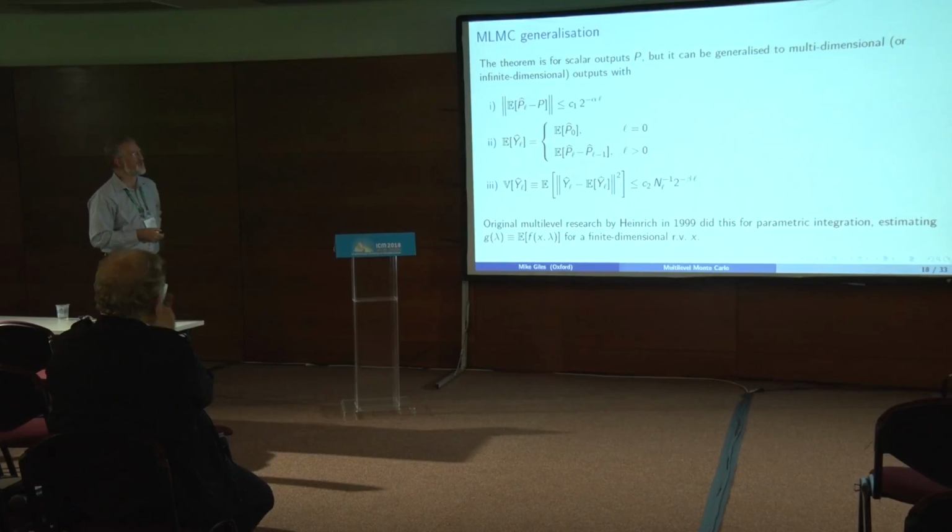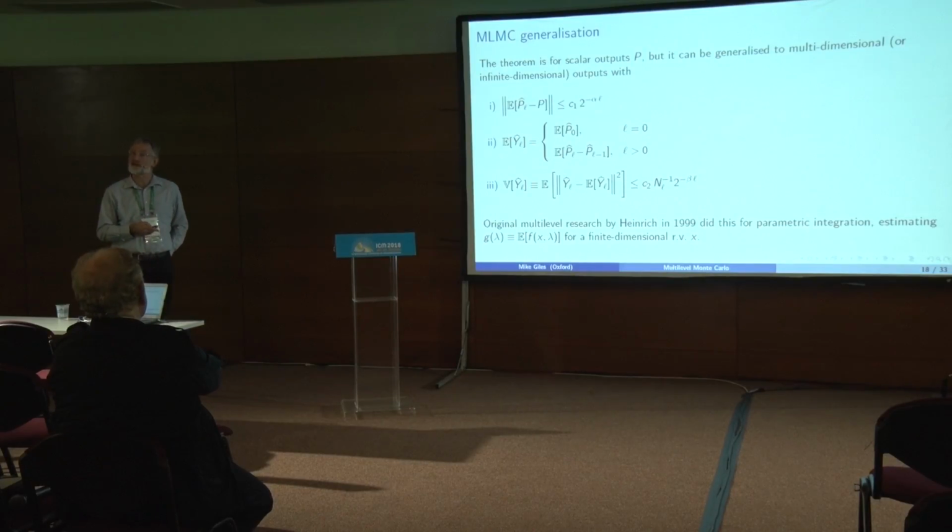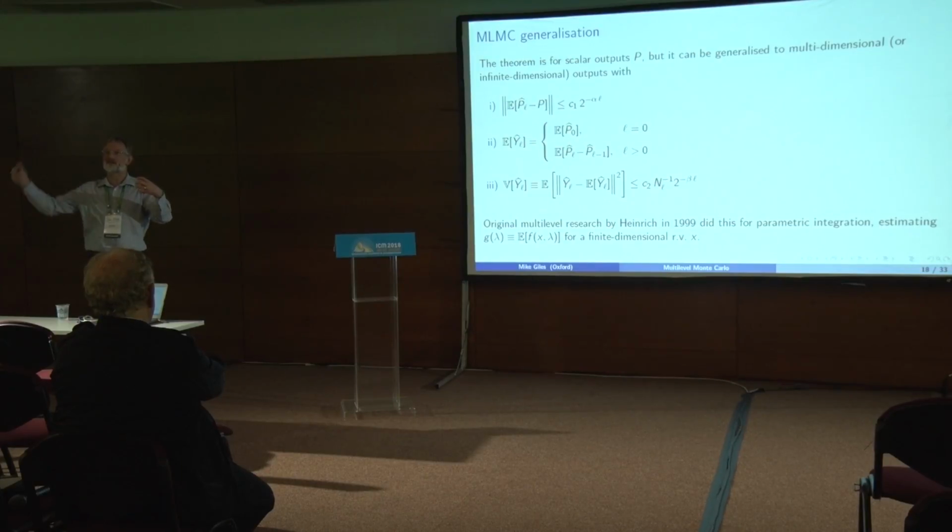There's a generalization of this to handle cases where the output P is not scalar, where it's actually multidimensional or even infinite dimensional. And that links into some original work by Stefan Heinrich in 1909, where he was looking at this in the context of parametric integration, so this problem here. In his case, he was interested in a finite dimensional random variable. So he had finite dimensional random inputs and infinite dimensional output. In the SDE case, I was interested in an infinite dimensional random input, a finite dimensional output.